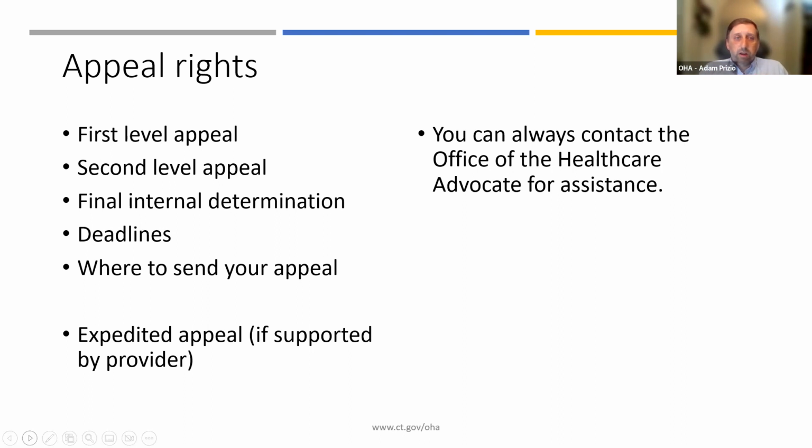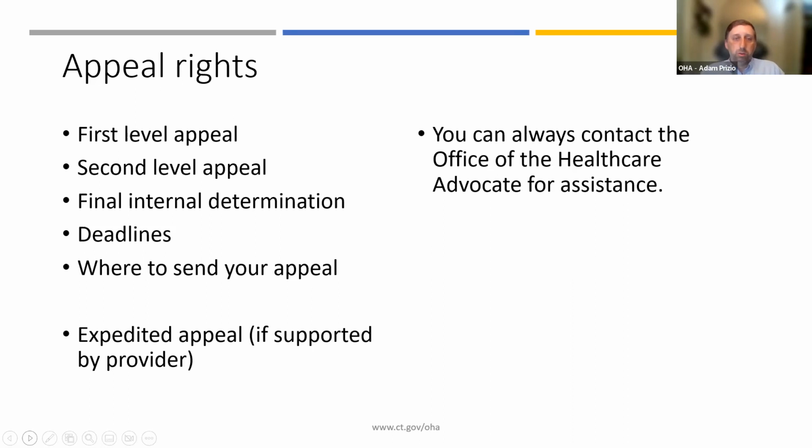They will tell you when they've reached what's called a final internal determination, and that's where they're not going to hear any more appeals. This is enough. Typically, that's after two. Sometimes, if you don't submit a second, then their answer to the first appeal will become their final internal determination, and at that point, the insurance company or the TPA is not going to hear you anymore.